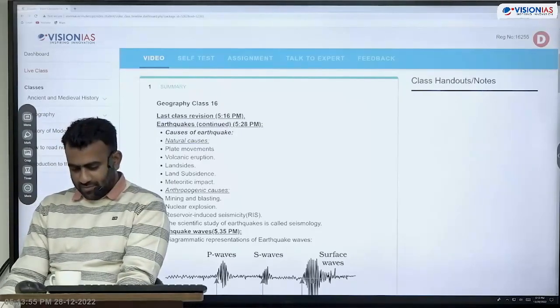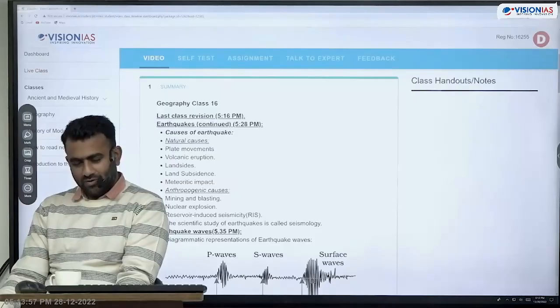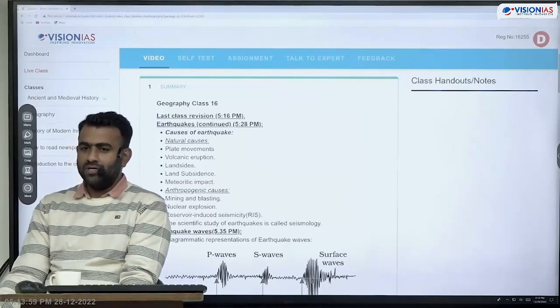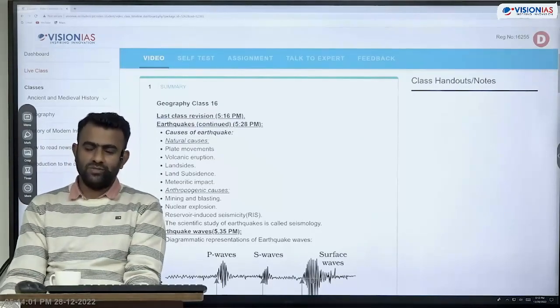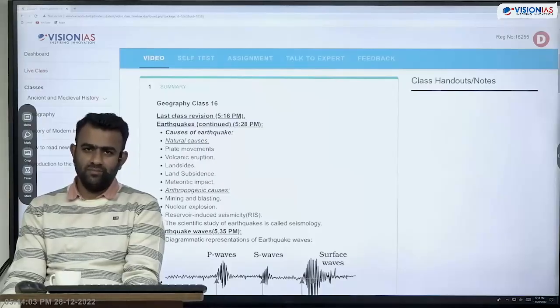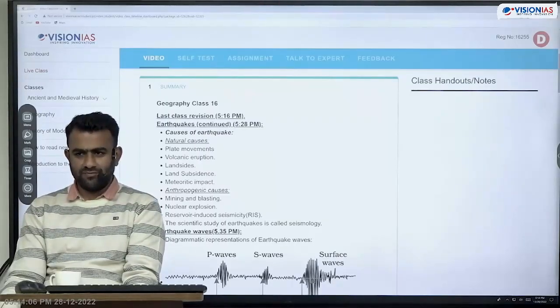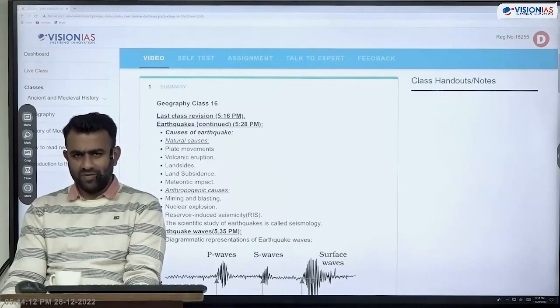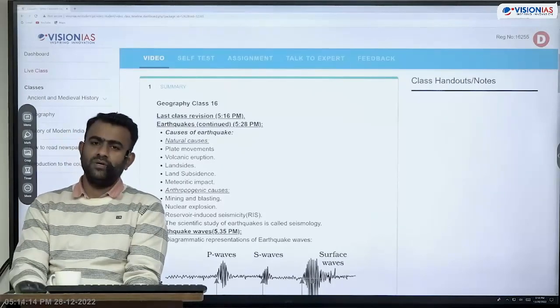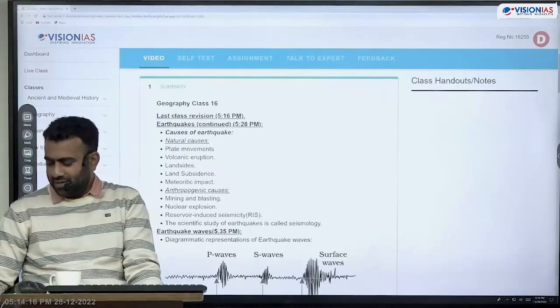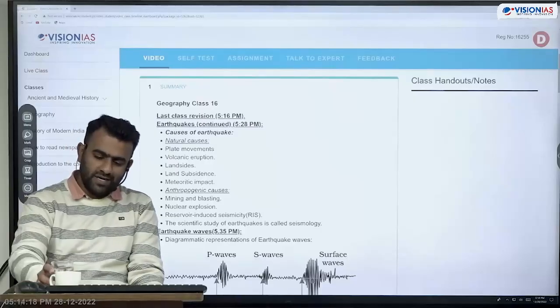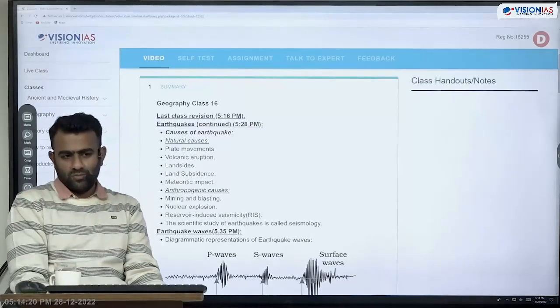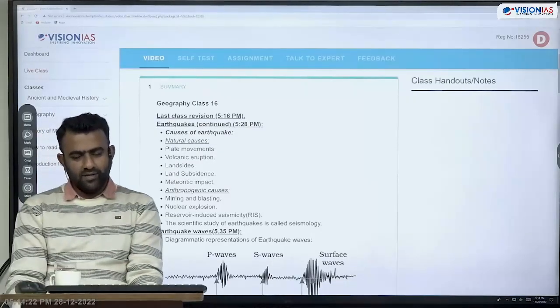Because of the change in the direction of the P and S waves, there is a creation of shadow zones. S waves will not be detected after 105 degrees, that is the S wave shadow zone. P waves are not detected between 105 to 145 degrees, that is the P wave shadow zone. By using the P waves, S waves, the shadow zones, the nature of the behavior, overall direction and the speed, we can come to a conclusion about the Earth's interior. Okay?